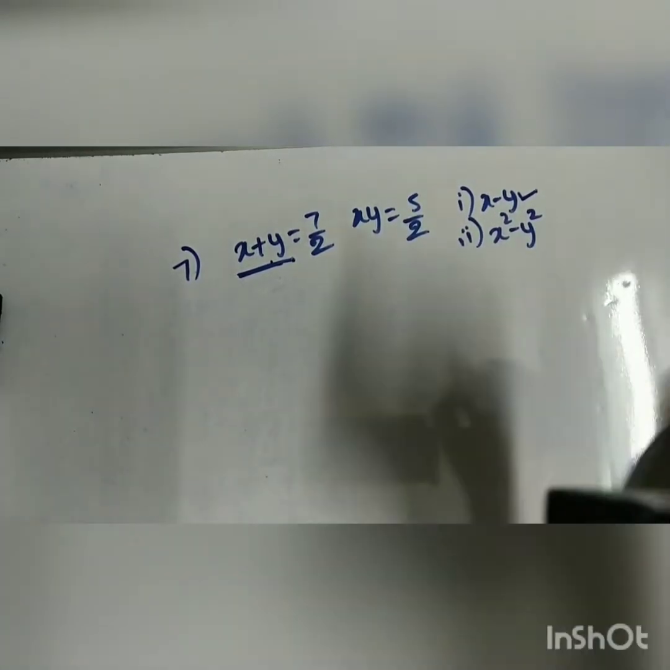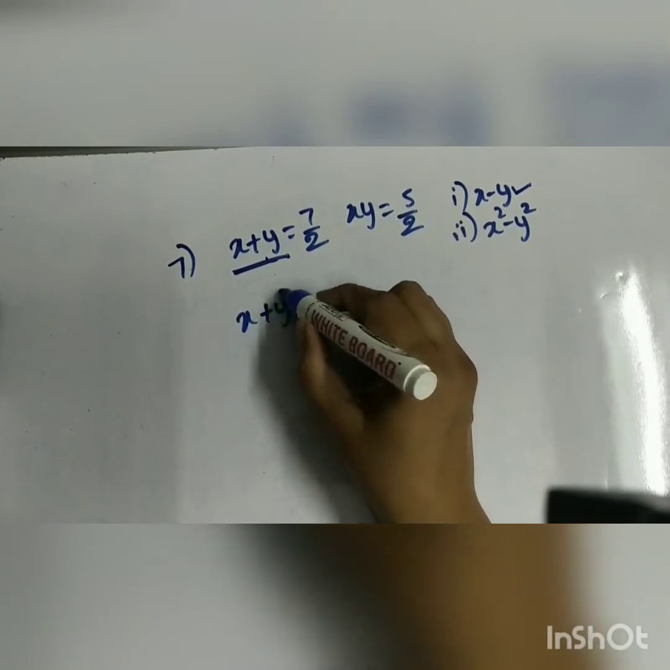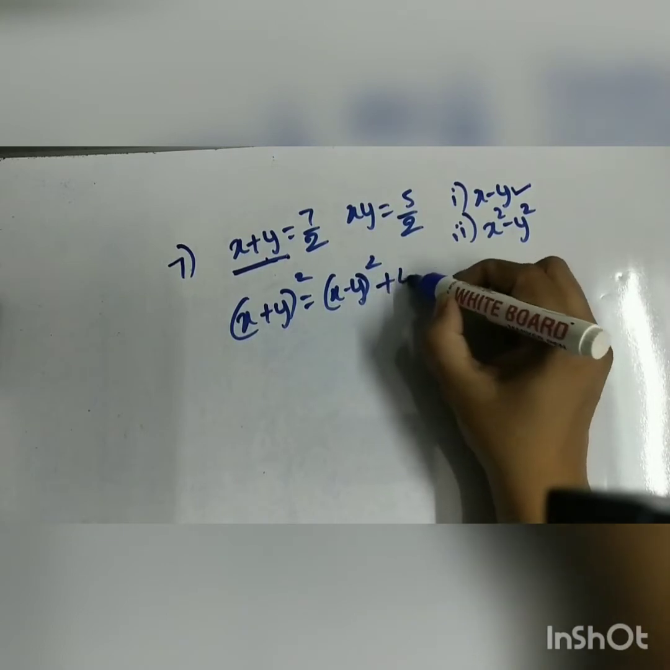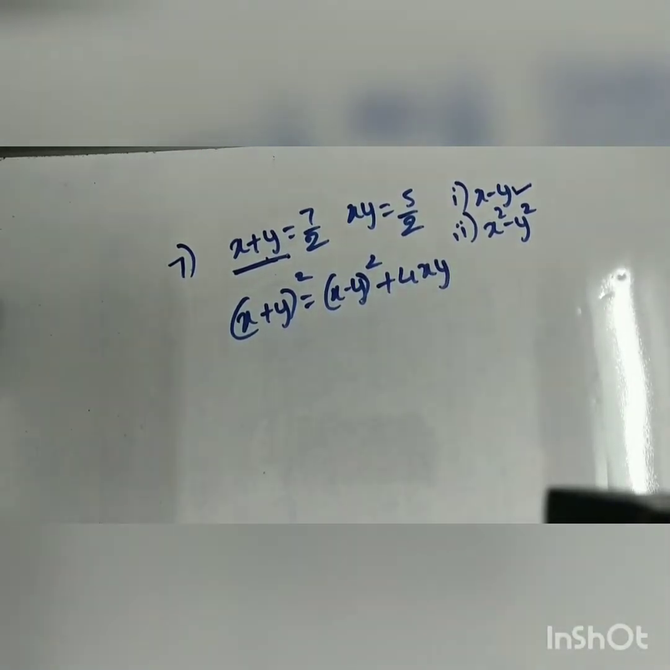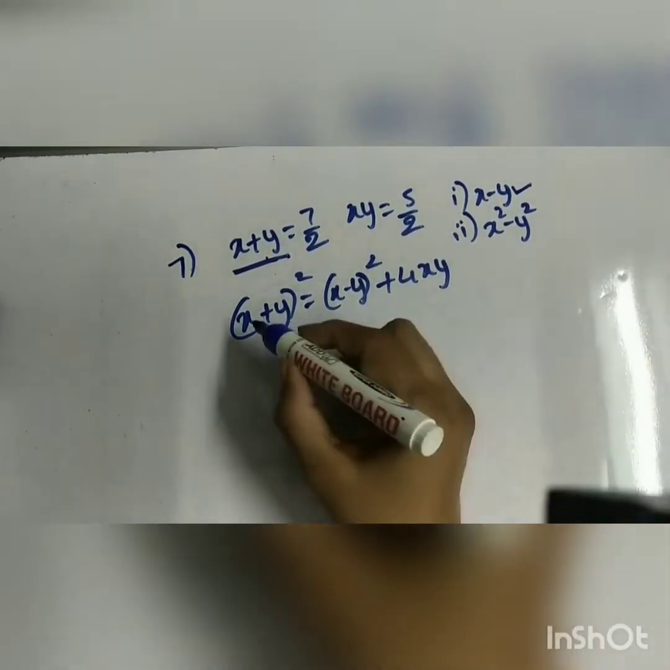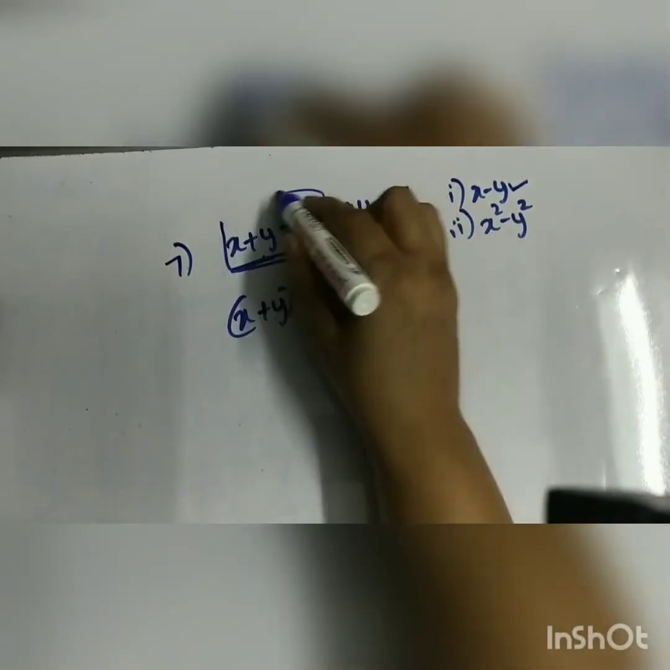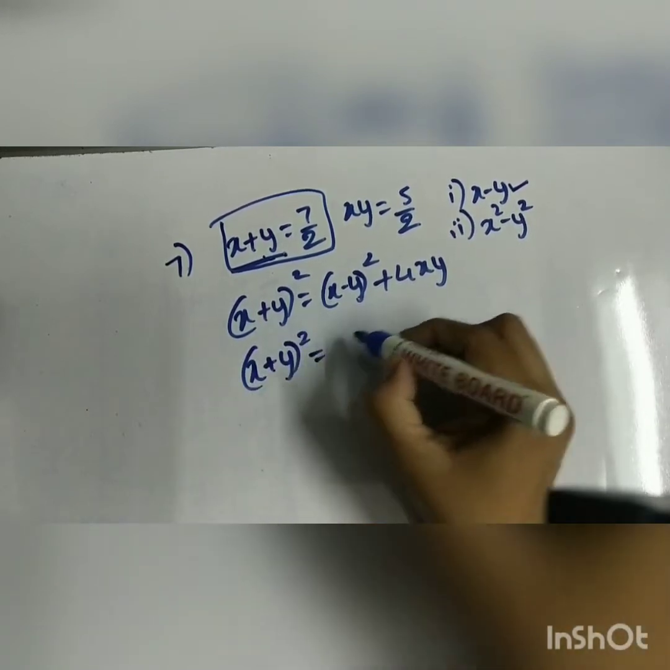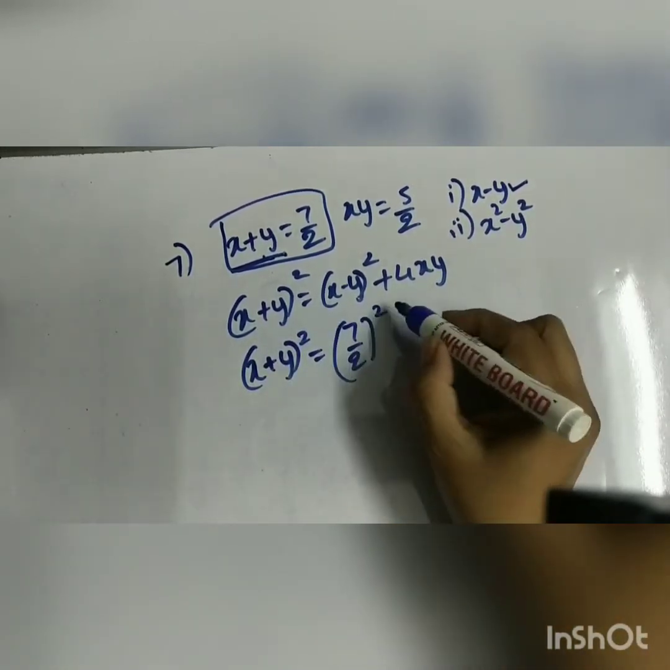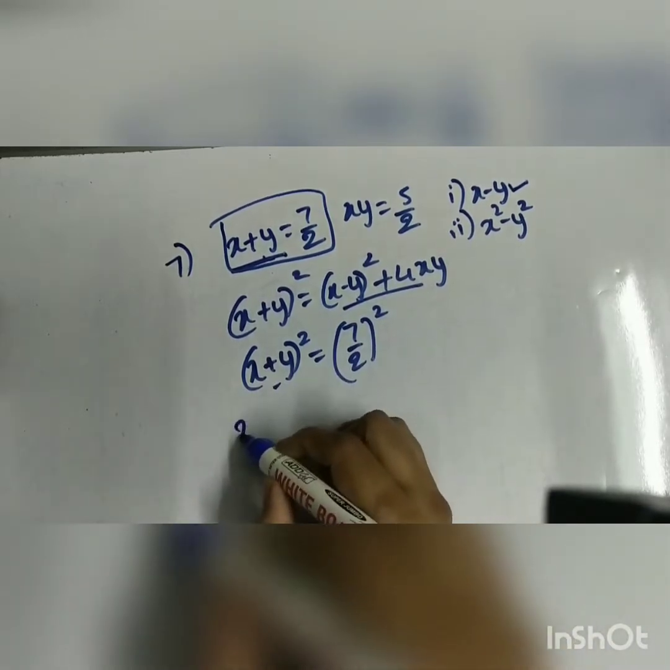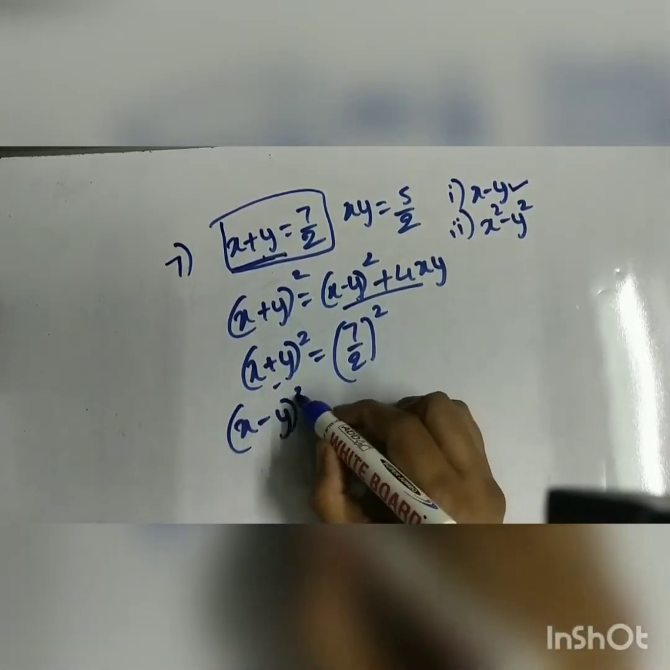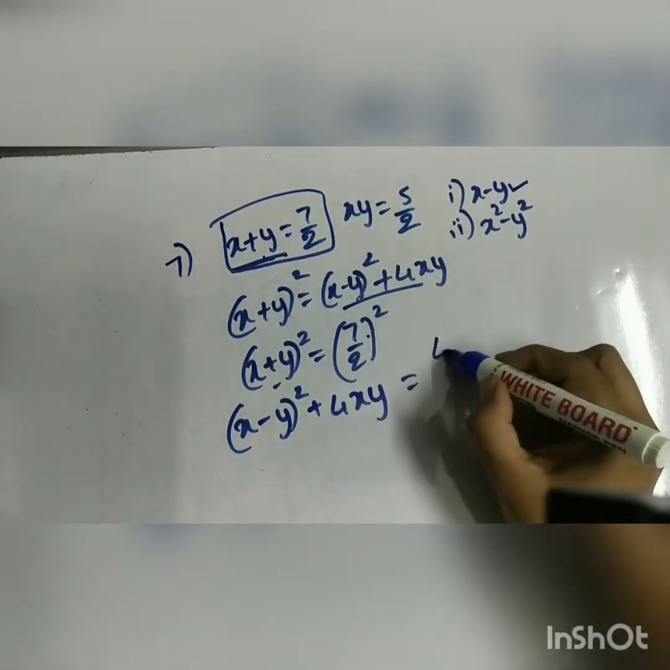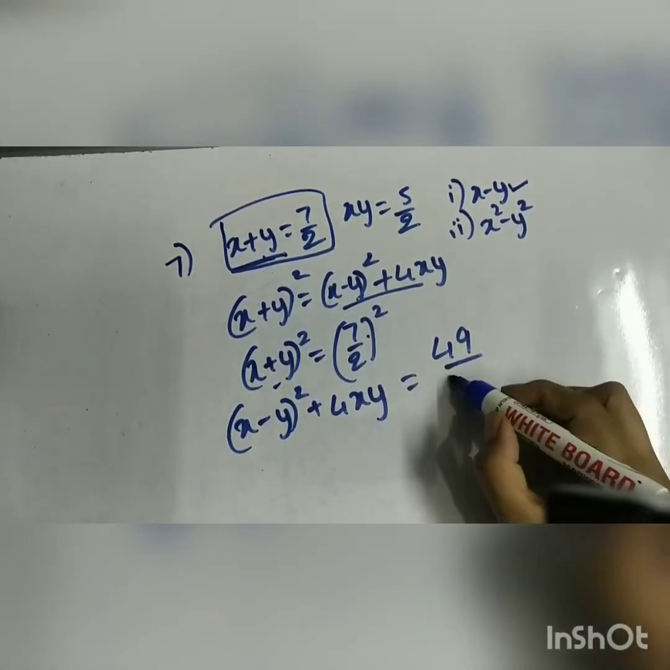We are going to apply this formula, that is x plus y whole square is equal to x minus y whole square plus 4xy. This is the formula I am going to apply today for this problem. So let's begin. We'll square this particular equation, that is x plus y. Square both the sides. So 7 by 2 whole square. It will be x minus y whole square plus 4xy is equal to, I am going to square this. 7 square is 49. 2 square is 4.